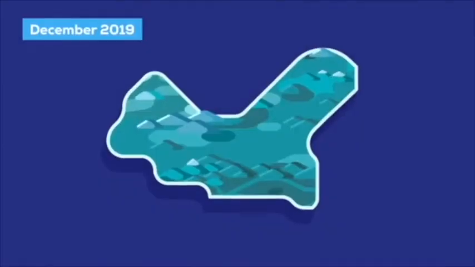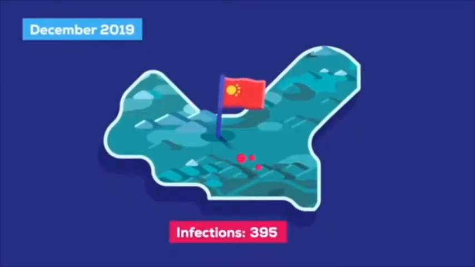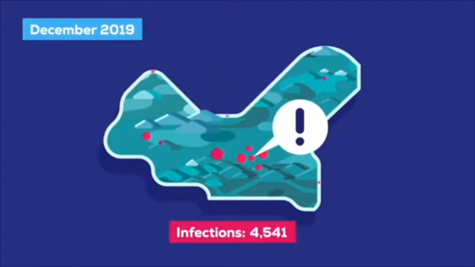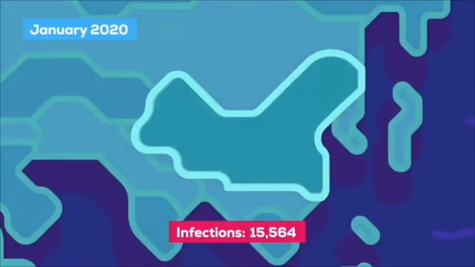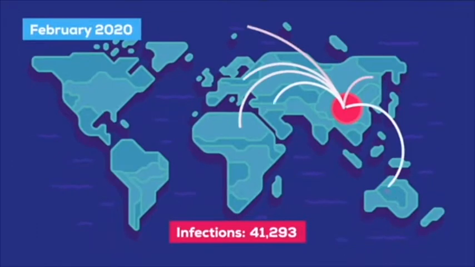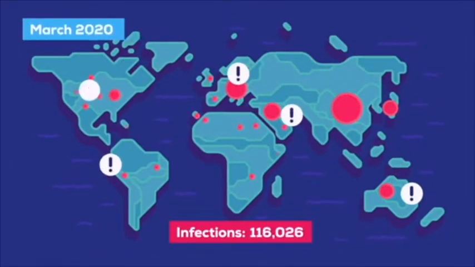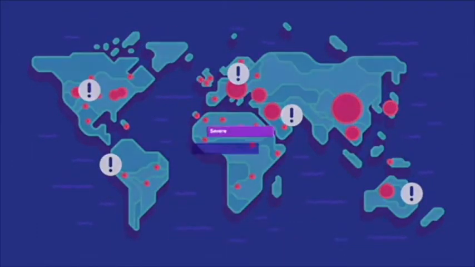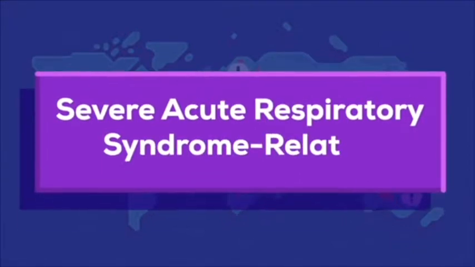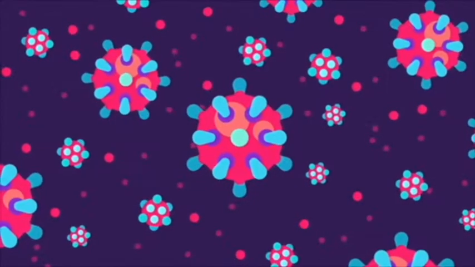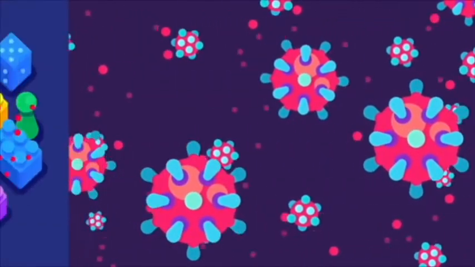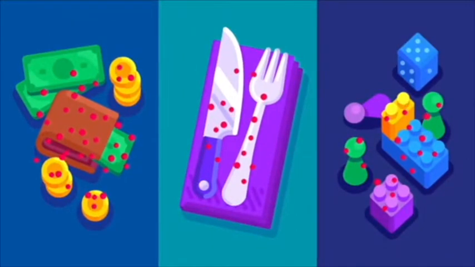From December 31st, 2019 to March 12, 2020, more than 1,025 cases were reported in 118 countries. More than 4,500 people have lost their battle against COVID-19. Now, you may wonder how does this virus spread all over the world and become a pandemic?